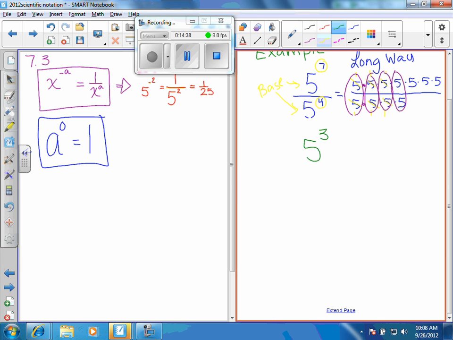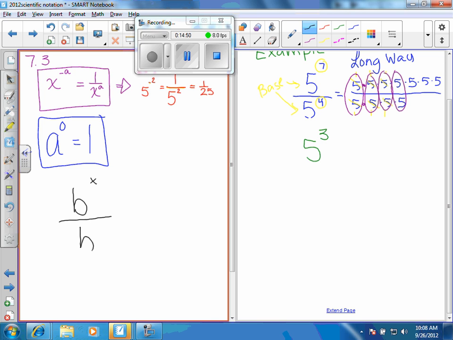So if you have two numbers with the same base, so b to the x over b to the y, that's the same as b to the x take away y. It's pretty hard to understand the rule like this. It's going to get easier when we practice some examples. Those are your 3 rules today.